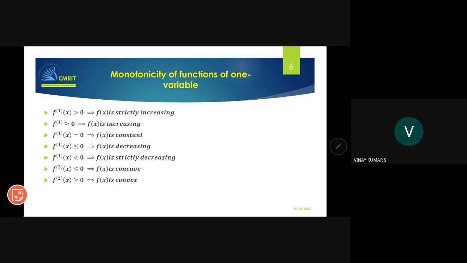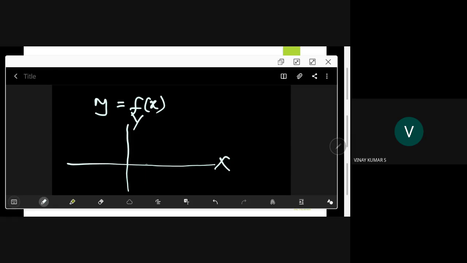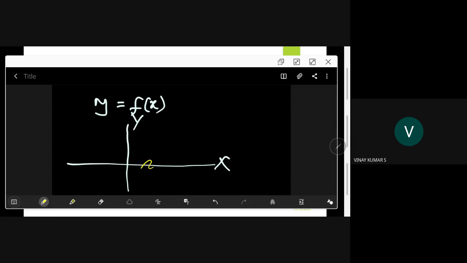Monotonicity means, I'll tell you. See here, we are labeling our f of x by y. So if I draw the graph, x-axis, y-axis, if the graph appears like this, it is called an increasing function. That is monotonically increasing. It is called strictly increasing, I say.